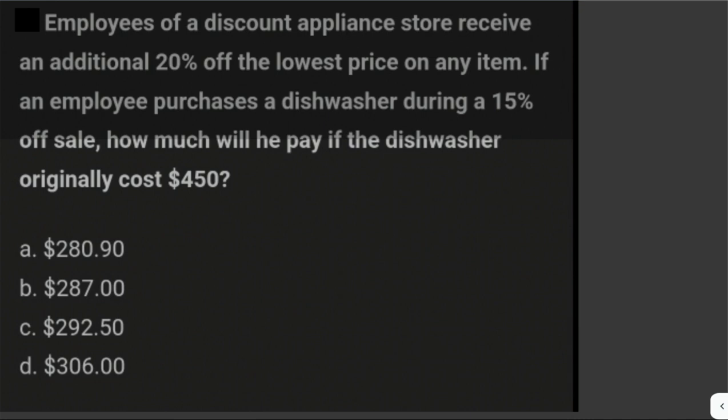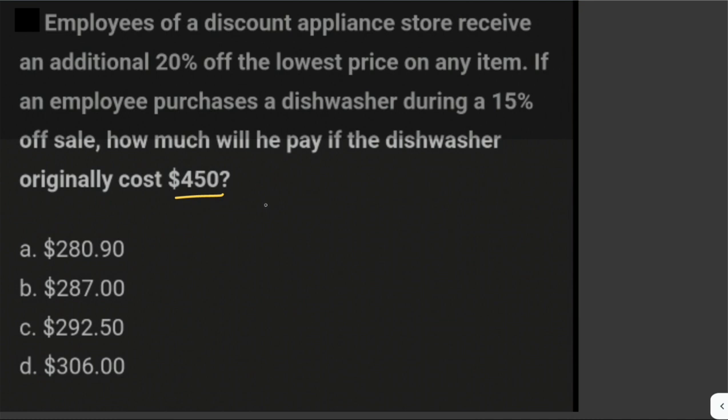Employees of a discount appliance store receive an additional 20% off the lowest price on any item. If an employee purchases a dishwasher during a 15% off sale, how much will he pay if the dishwasher originally cost $450? To solve this, it is given here that the original price of the dishwasher is $450. And during a 15% off sale, the price of the dishwasher will be reduced by 15%.